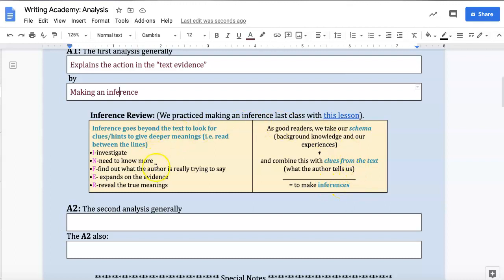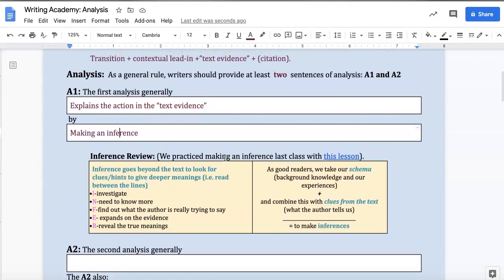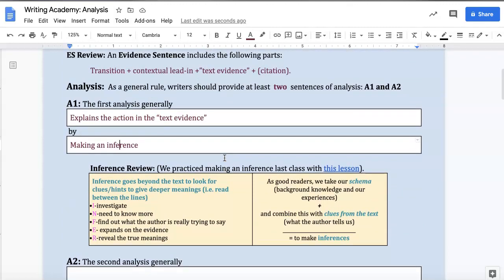So you are doing all of what's in this yellow box, but you're doing it in a microsecond or in a couple of minutes. It doesn't take long to make an inference. You've been making inferences since you were a child. But when you have to apply it to text, it becomes a little bit more formal. So you look at whatever text evidence is happening and you explain that action in the text evidence and make an inference about it. Help us to understand what it means based upon your schema and other clues from the text. So that's A1 or analysis 1.